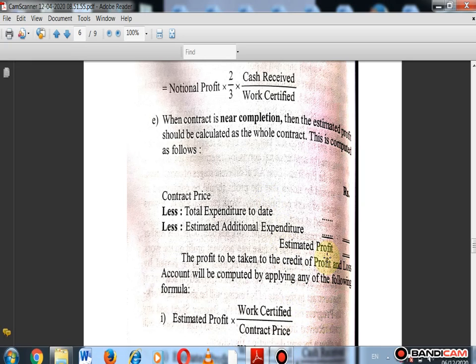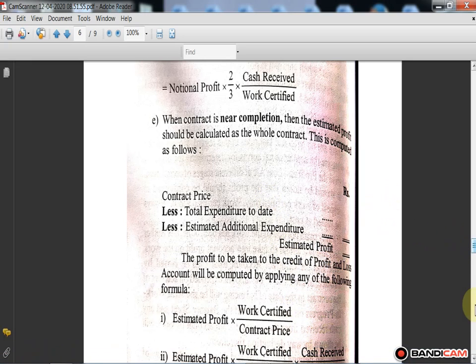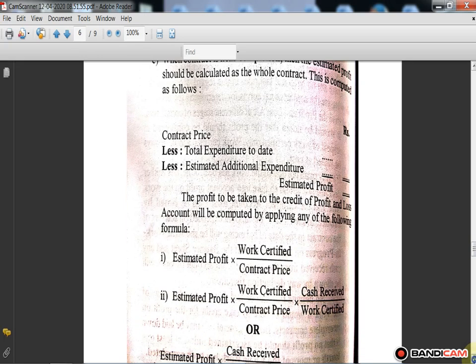Estimated profit of the contract, then we calculate the profit of the organization. The profit to be taken to the credit of profit and loss account will be computed by applying any of the following formulas. So estimated profit is calculated with the help of the following formulas.